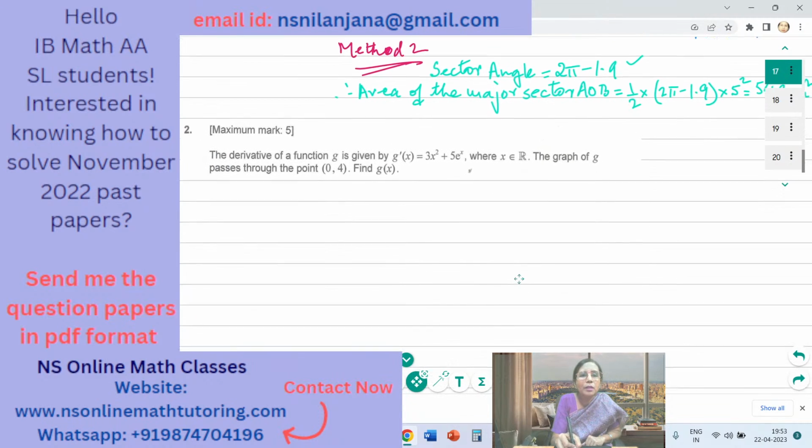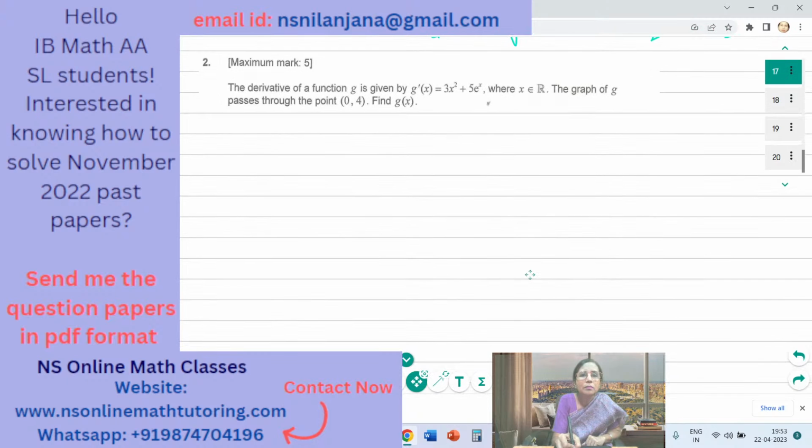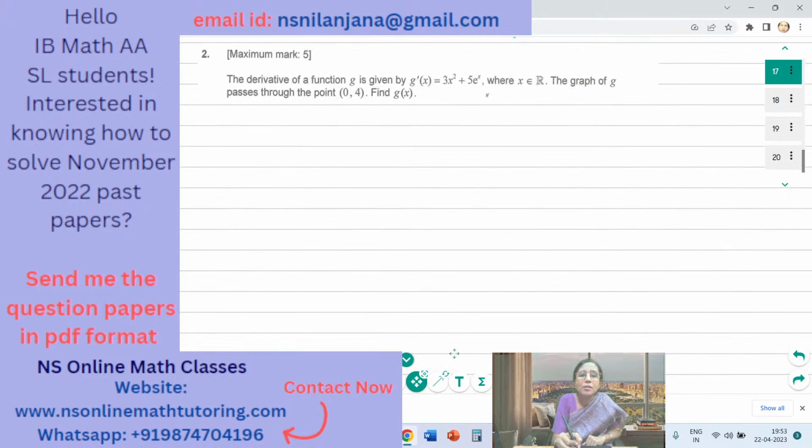So now we come to the second question. Maximum mark 5. The derivative of a function g is given by g dash x equal to 3x squared plus 5 times e to the power of x, where x is a real number. The graph of g passes through the point (0, 4). Find g of x.